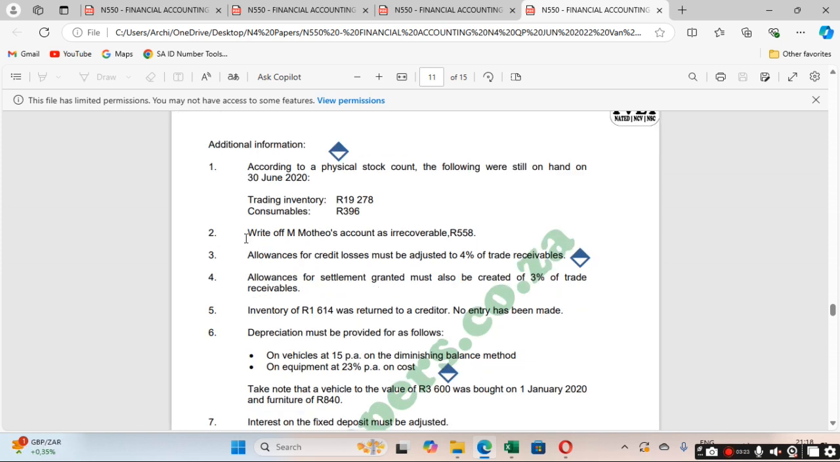And then number 2, they're saying write off M Mateo's account as irrecoverable, 558. As we all know, this is going to form part of our credit losses, so it increases our credit losses. So we're going to say plus 558. And then number 3, they're saying allowances for credit losses must be adjusted to 4% of trade receivables. This is where it's going to get tricky.